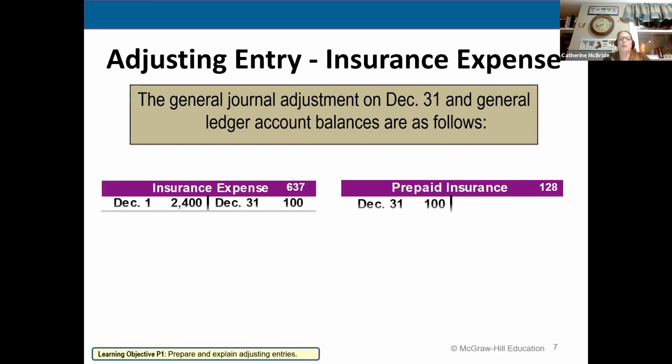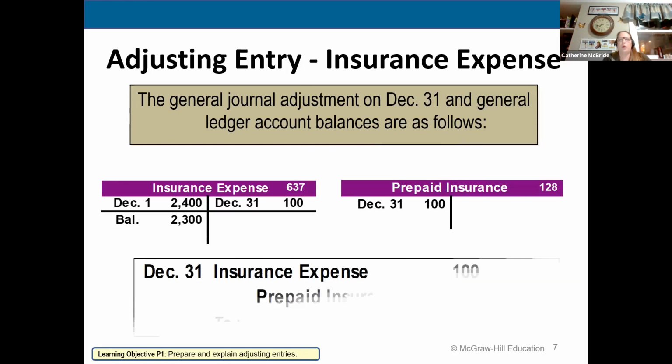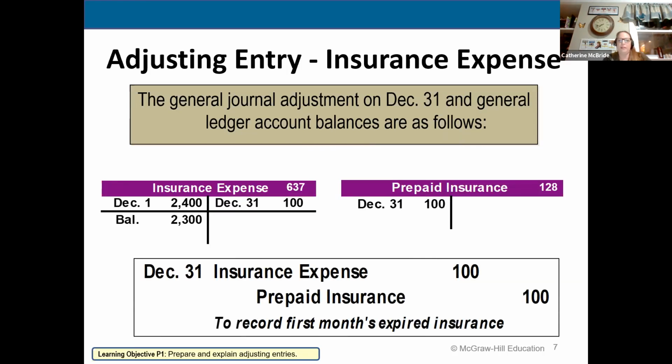The journal entry is going to look like this. We're going to debit insurance expense, and we're going to credit the prepaid insurance to reduce it. By the way, the T account up there is wrong. That should be a credit, and it's a debit. Look at the journal entry.